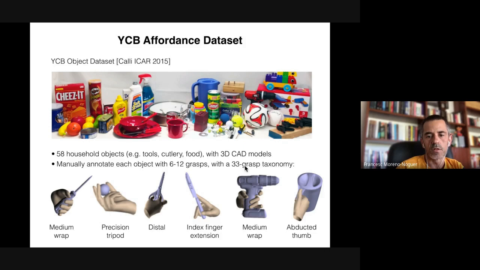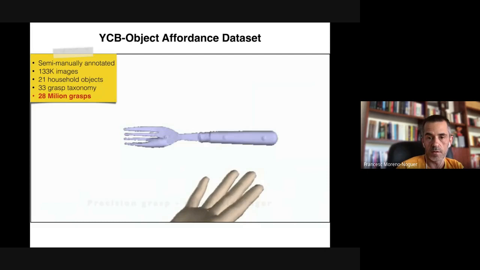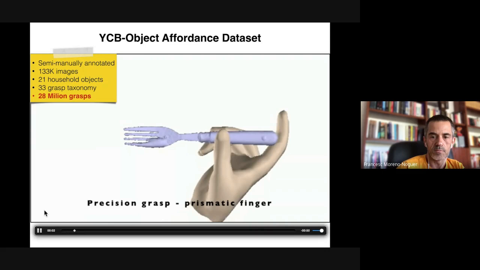So for instance, we took this screwdriver and we annotated this manually with a medium wrap grasp, right? And this is the precision tripod, distal, a different kind of grasp. So we had to do this hard work of annotating the dataset to then train the network, right? And here you see a video with the different types of grasp that we annotated.